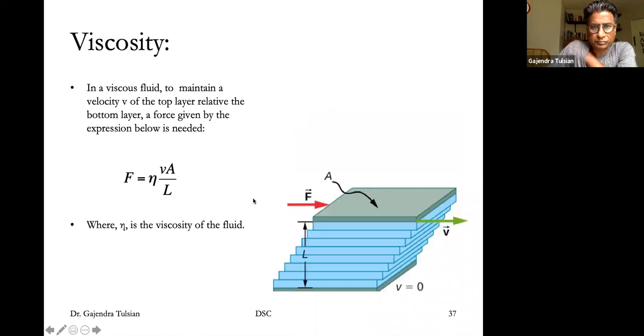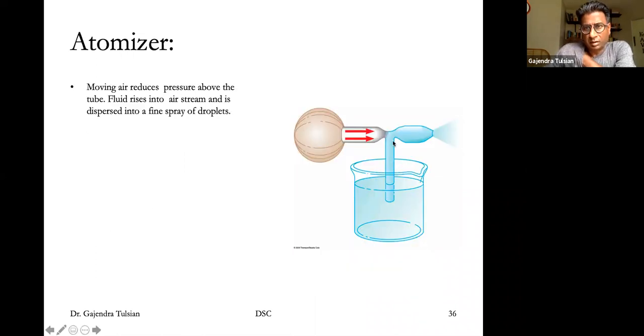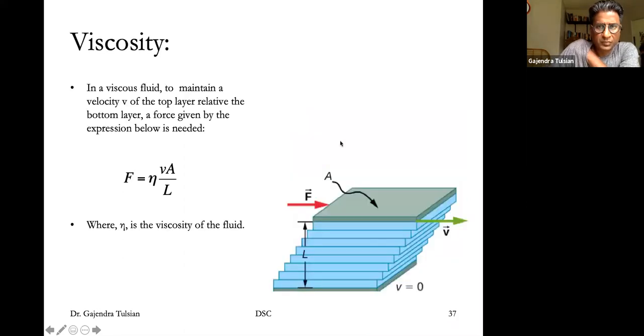Okay. Again, when you blow this air across, the pressure decreases here. The pressure here is higher, which pushes up the fluid there.